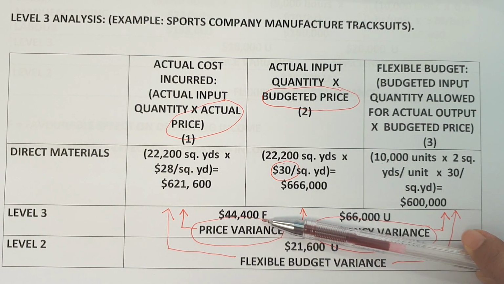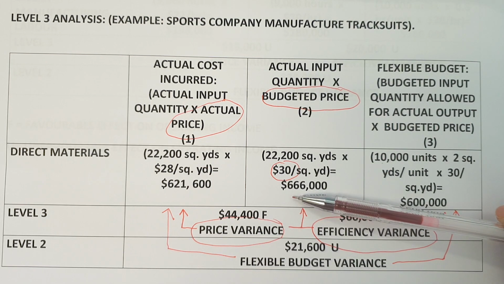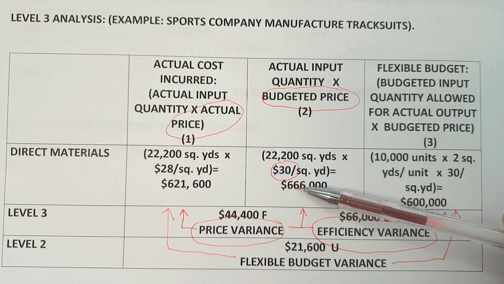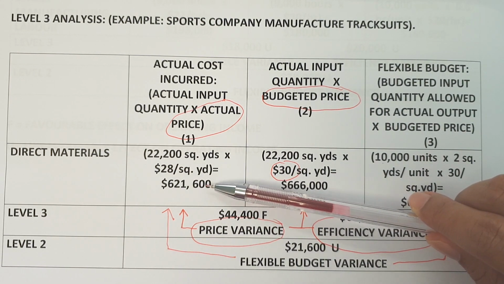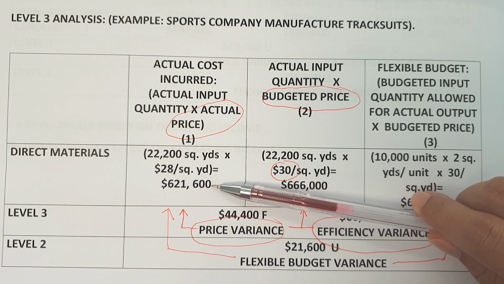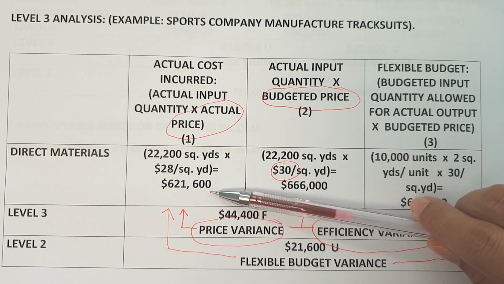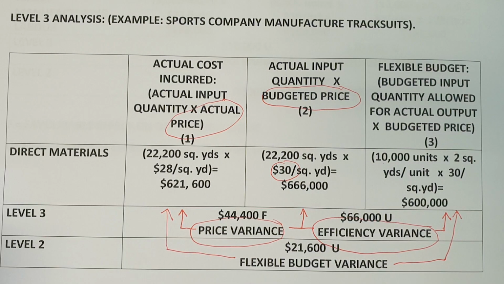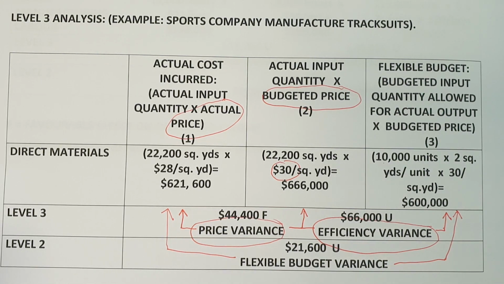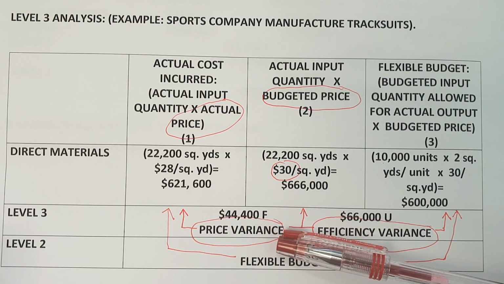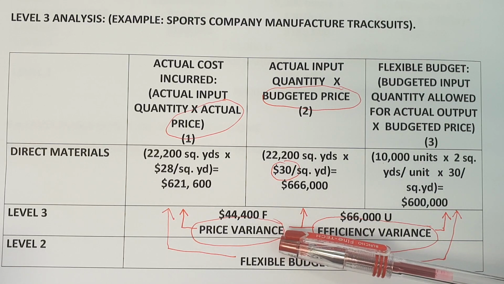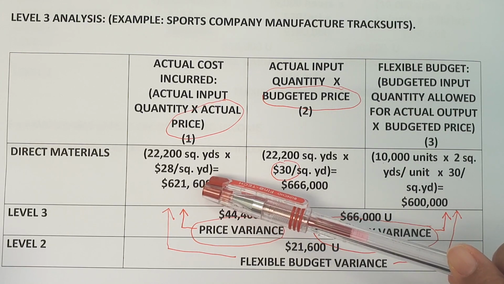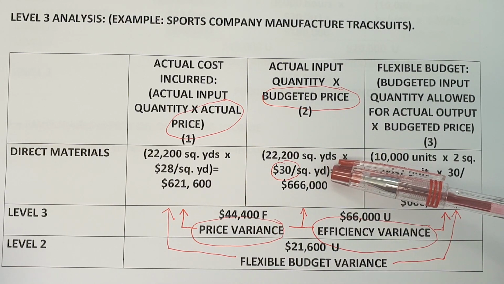Why is it favorable? Because the budgeted is higher than the actual, or what I would say is that the actual is lower than the budgeted. When the actual is lower, this is a cost related to direct material, and it has a positive impact on the operating income, so that's why it is favorable. Alright, as we can see, the price variance is 44,400, and it is favorable in the sense that the actual price is lower than the budgeted price here.